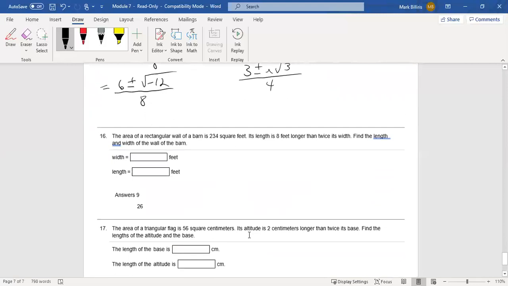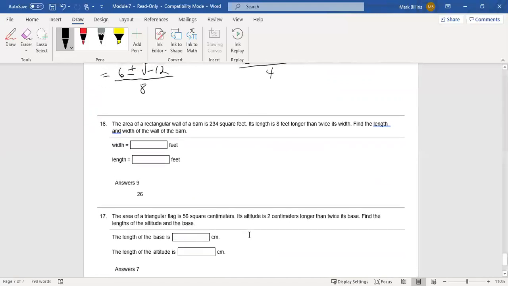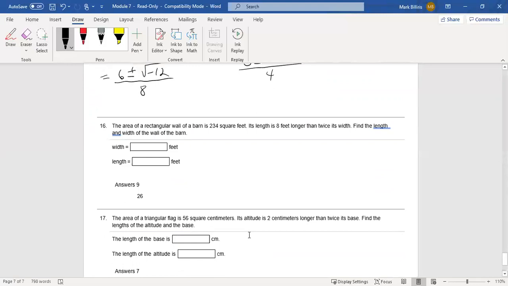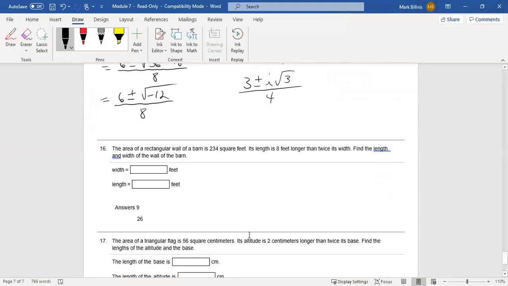Our last problems are word problems. So we're going to be using factoring or the quadratic formula to solve these. So what I'm going to do is help you set these up. So the area of a rectangle. We know the formula for area: area equals length times width.